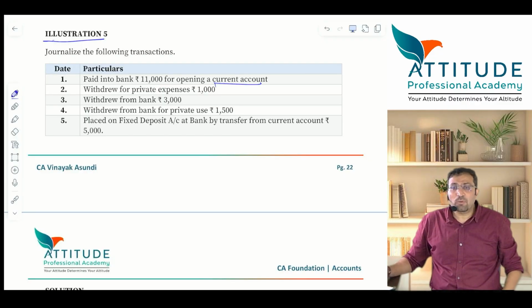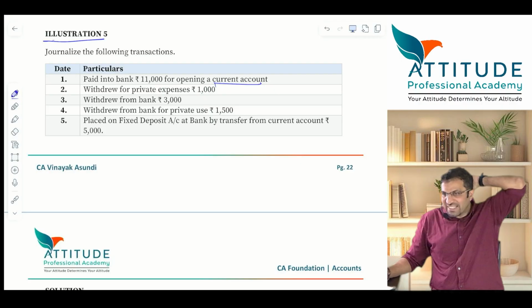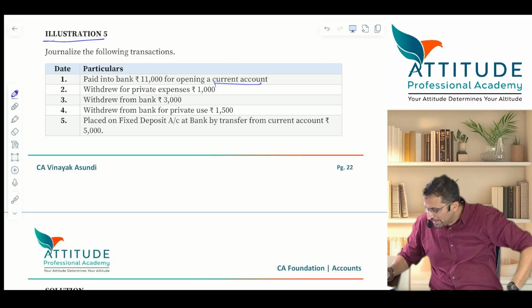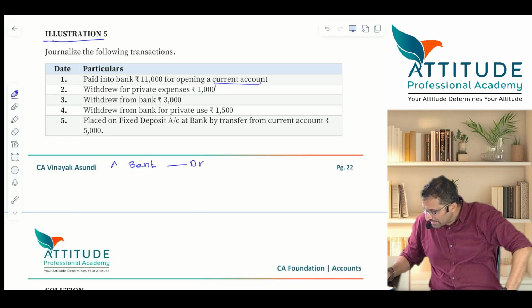That is why business people open what account? Current account. Is that clear? It's a bank account only. At the end of the day, it is bank account. Entry, tell me, paid into bank. Bank debit. Asset increases. Okay, Nityashri will tell me, huh? Bank account debit, asset increases.